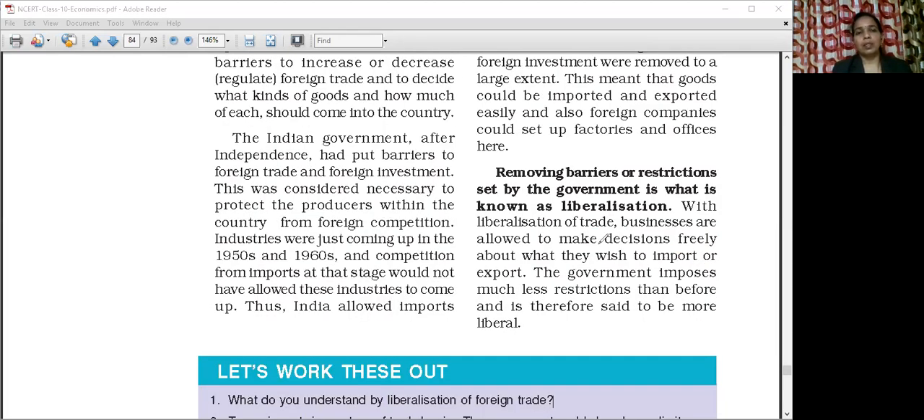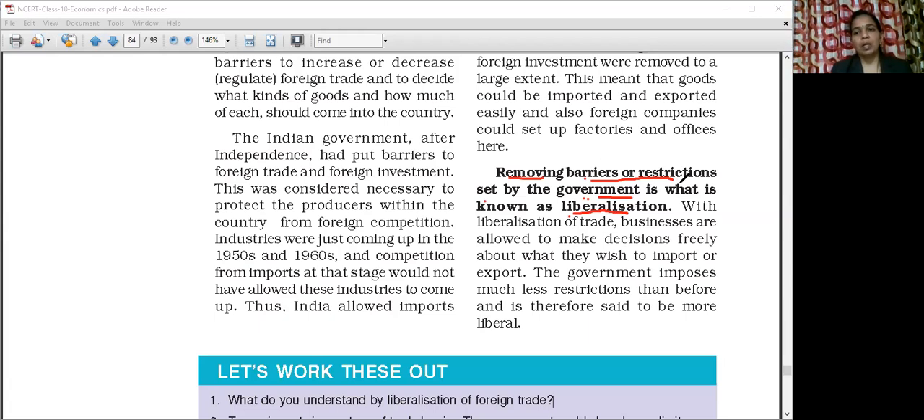So this liberalization, this removal of restrictions, is one way to give strength to globalization. Removing barriers or restrictions set by the government is what is known as liberalization. Liberalization means the removal of the barriers set by the government. I hope you are understanding the meaning of liberalization.